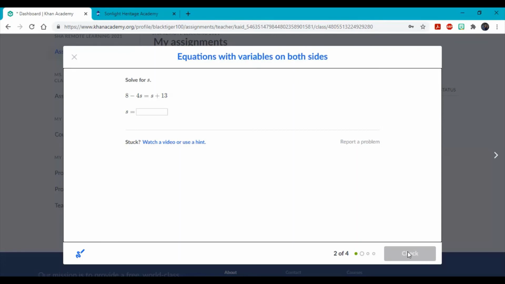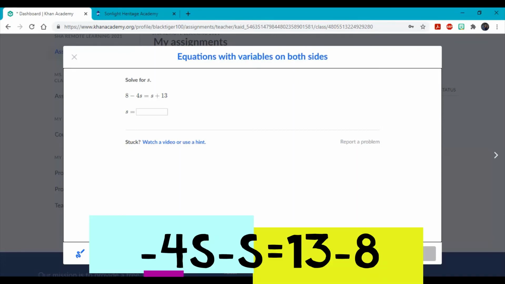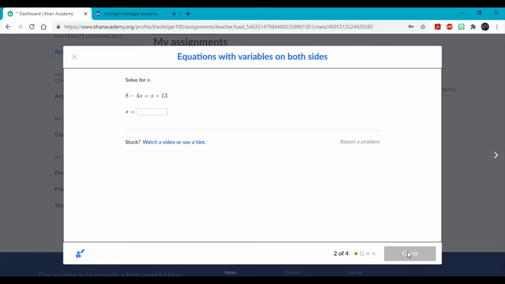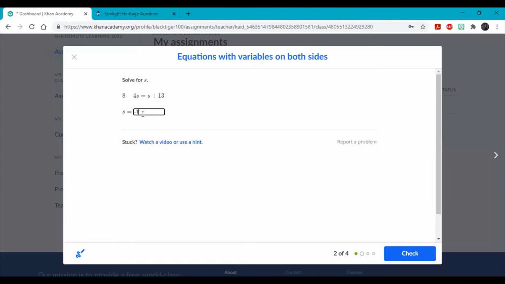So that becomes negative 4S minus S is equal to 13 minus 8. Negative 4S minus S is negative 5S. And that's going to be equal to 13 minus 8 is 5, so positive 5. So now we have negative 5S is equal to positive 5. Of course, to find S, we just divide by negative 5. So now we have S is equal to 5 divided by negative 5. Answer there is going to be negative 1. 5 divided by negative 5 is negative 1.